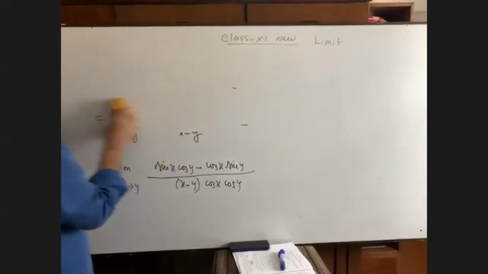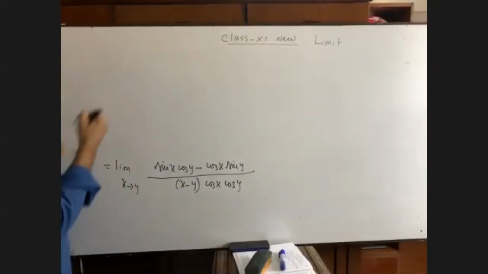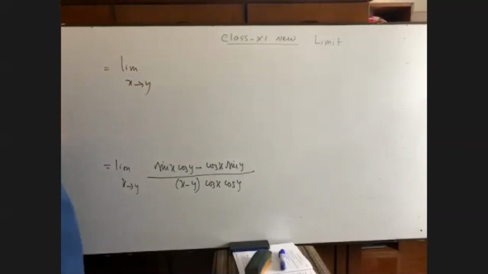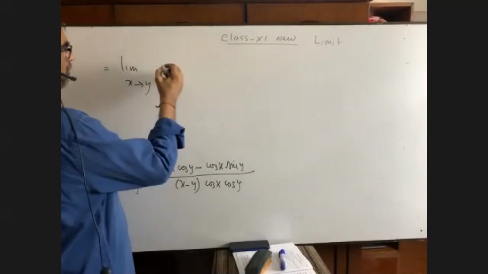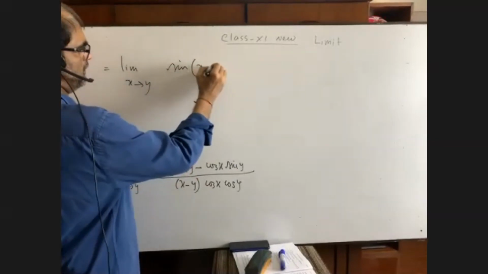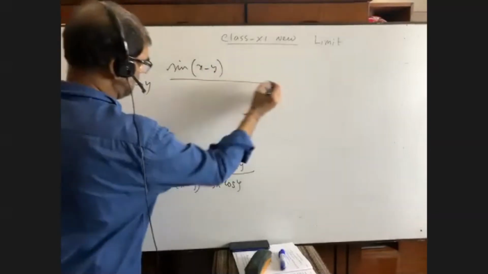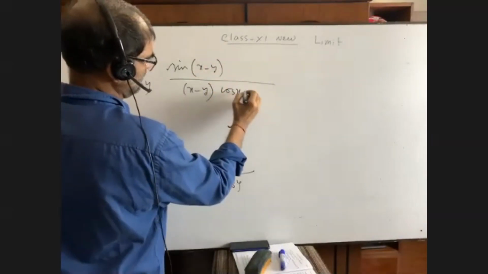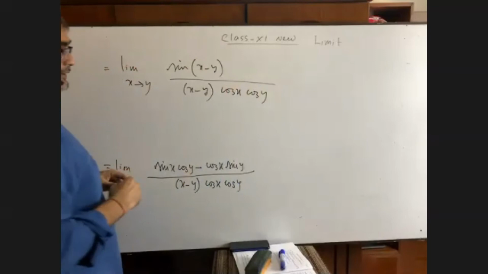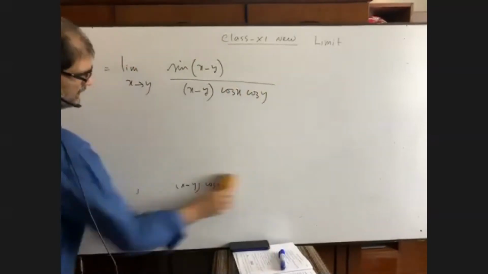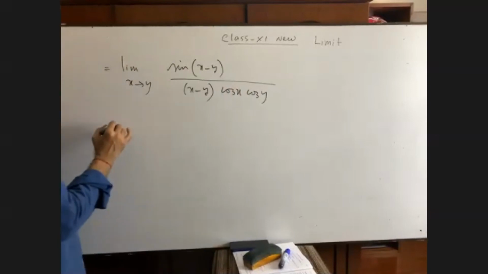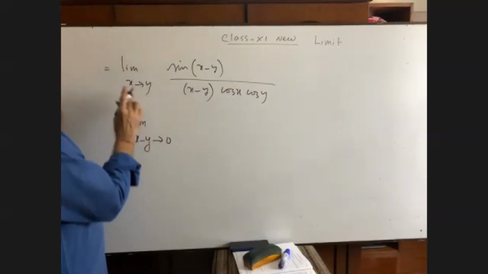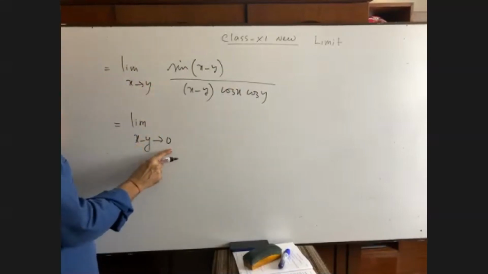Okay, you see now. We are getting here limit x tends to y. Here the formula is sin of x minus y. Here we are getting x minus y, cosine x cosine y. Am I right? Limit x minus y tends to 0. X tends to y. That means x minus y tends to 0.